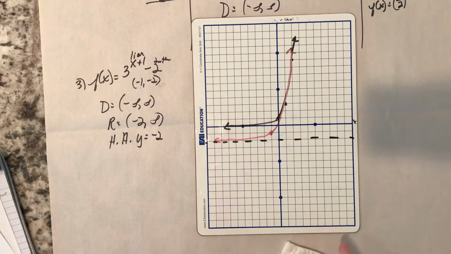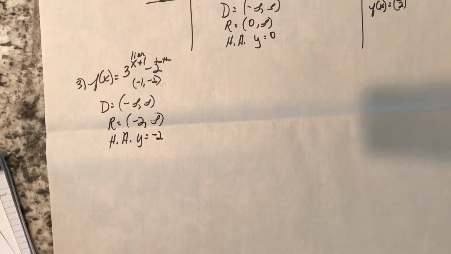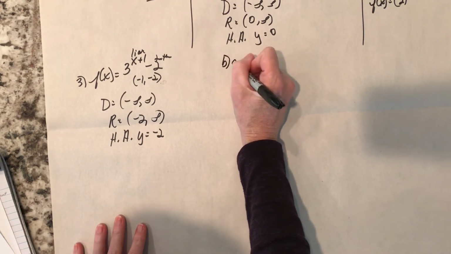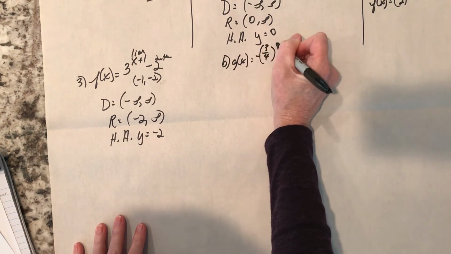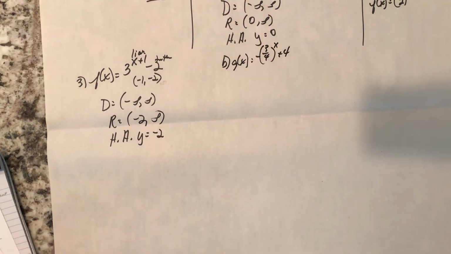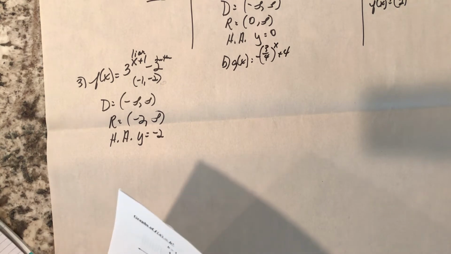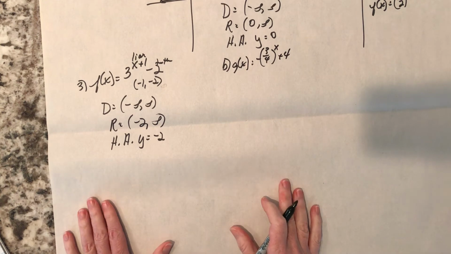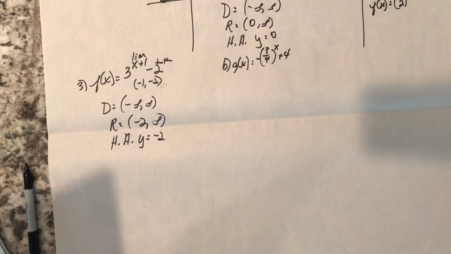Okay, let's do the same kind of thing with number 4. Let's see. It's 3b, I guess. 3b looks like g of x equals -(3/4)^x + 4. Okay, let's start out by talking about what that graph will look like as a base parent kind of graph.